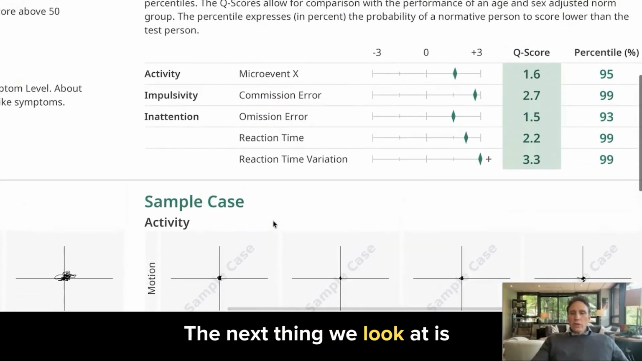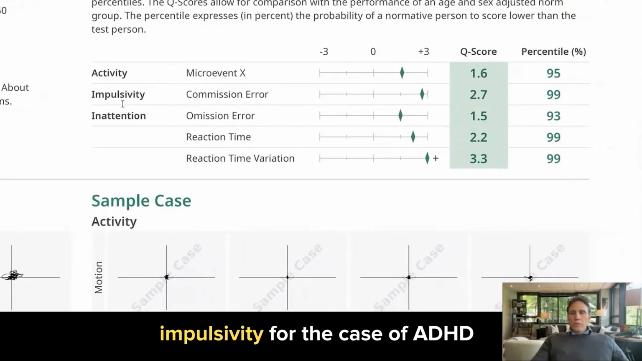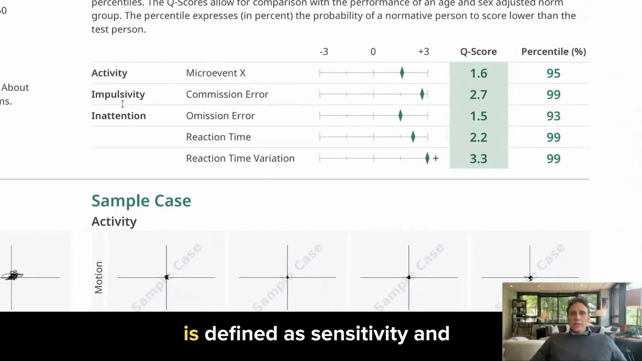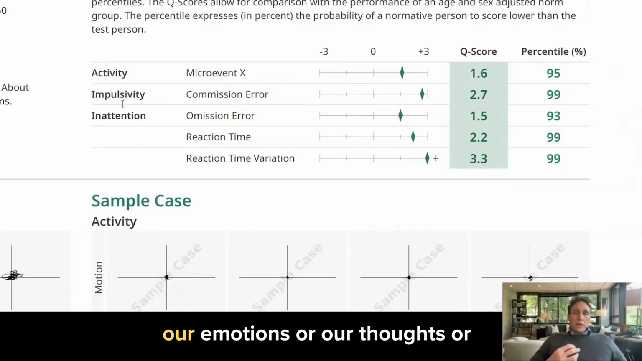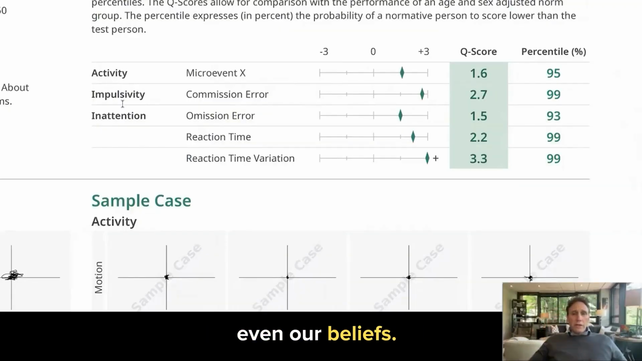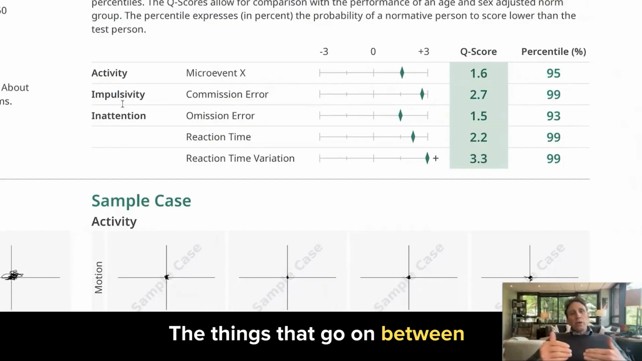Okay. The next thing we look at is impulsivity. Impulsivity for the case of ADHD is defined as sensitivity and reactivity to stimuli. That can be a sensitivity and reactivity to external stimuli, things we see, hear, taste, touch, or smell. We may also be sensitive and reactive to internal stimuli, like our emotions or our thoughts or even our beliefs. There's also reactivity and sensitivity to interpersonal stimuli, right? The things that go on between us.